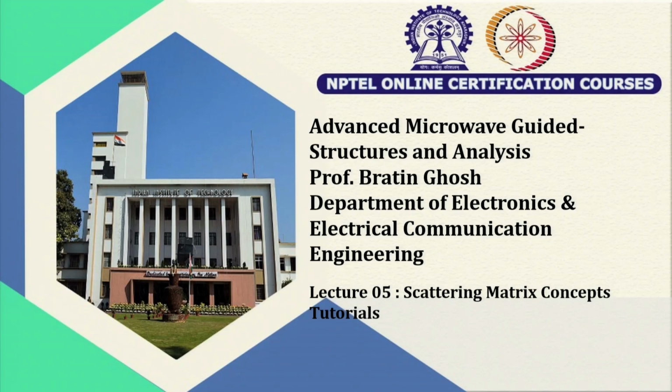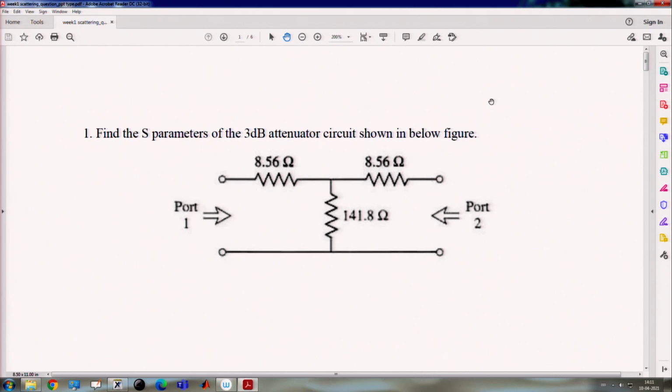Today we are going to start the numerical problem on the scattering matrix. The first problem is: find the S parameters of the 3 dB attenuator circuit shown in the figure. Here you can see a 2 port network, port 1 is this side and port 2 is this side, and these are the resistances 8.56, 8.56 and 141.8 ohm. For this problem you have to find the S parameters.